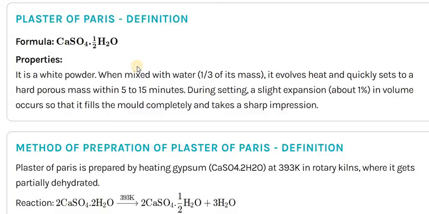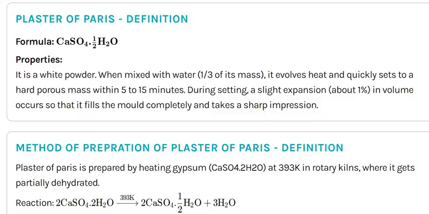When plaster of Paris is mixed with water in 1/3 of its mass, it evolves heat and quickly sets to a hard porous mass within 5 to 15 minutes only. During the setting, a slight expansion of about 1% in volume occurs, so it fills the mold completely and takes a sharp impression, taking the shape of the particular mold.